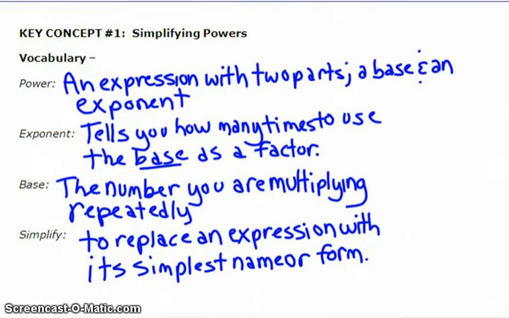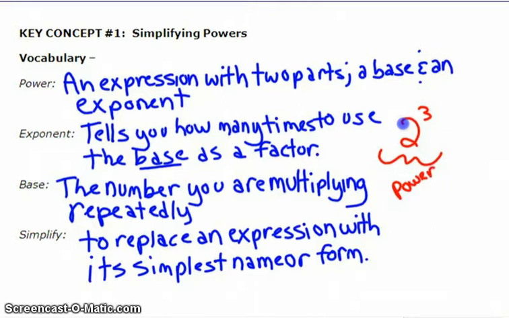Now, I've written it in already, so if you need to, you can pause the video to write this down. But it talks about a power. Now, a power is an expression with two parts. It has a base and an exponent. So a power, for example, is 2 to the third power. This entire thing is the power.